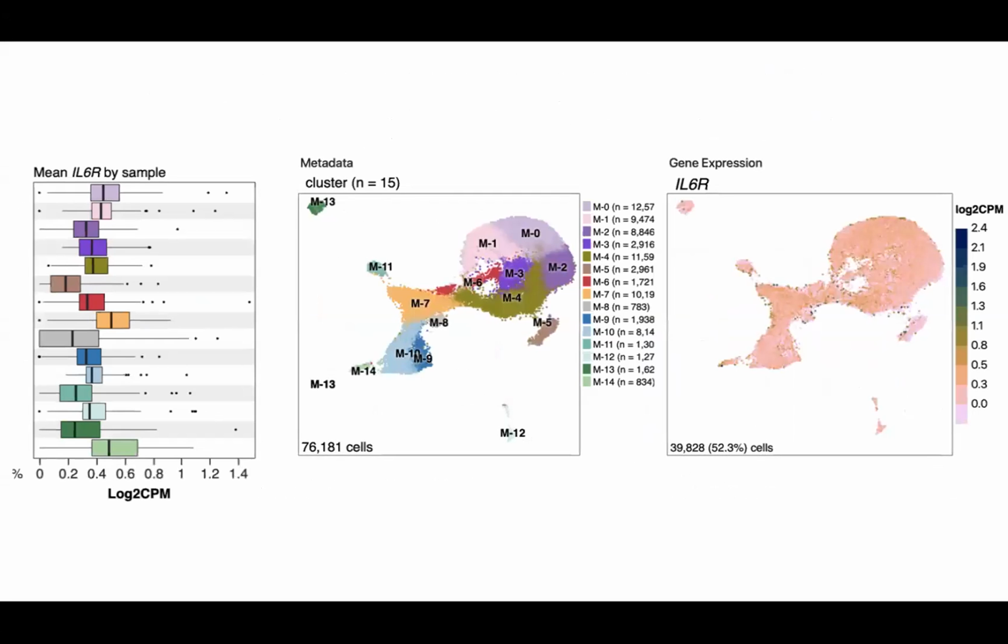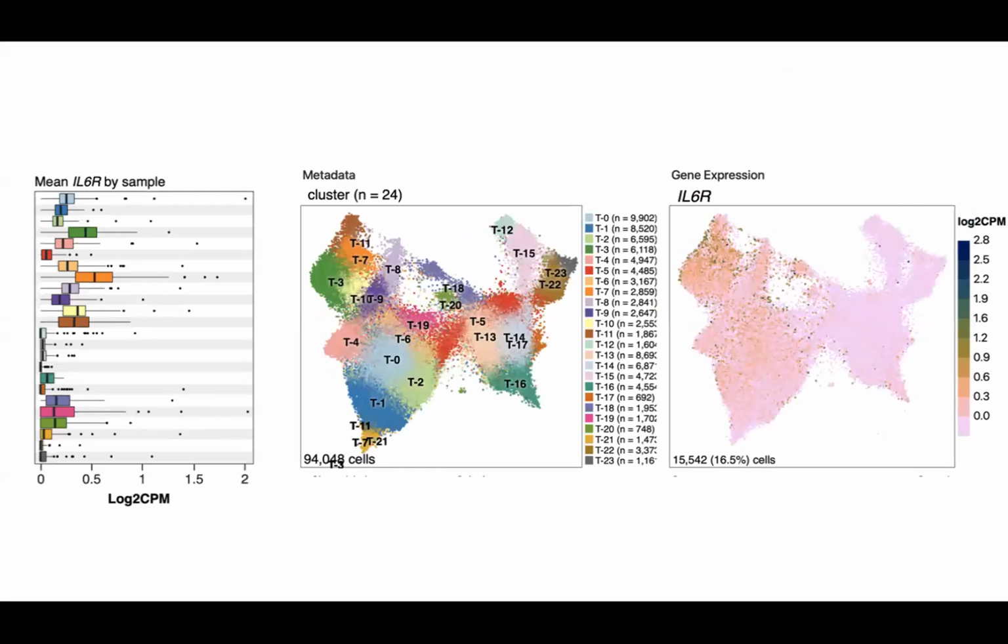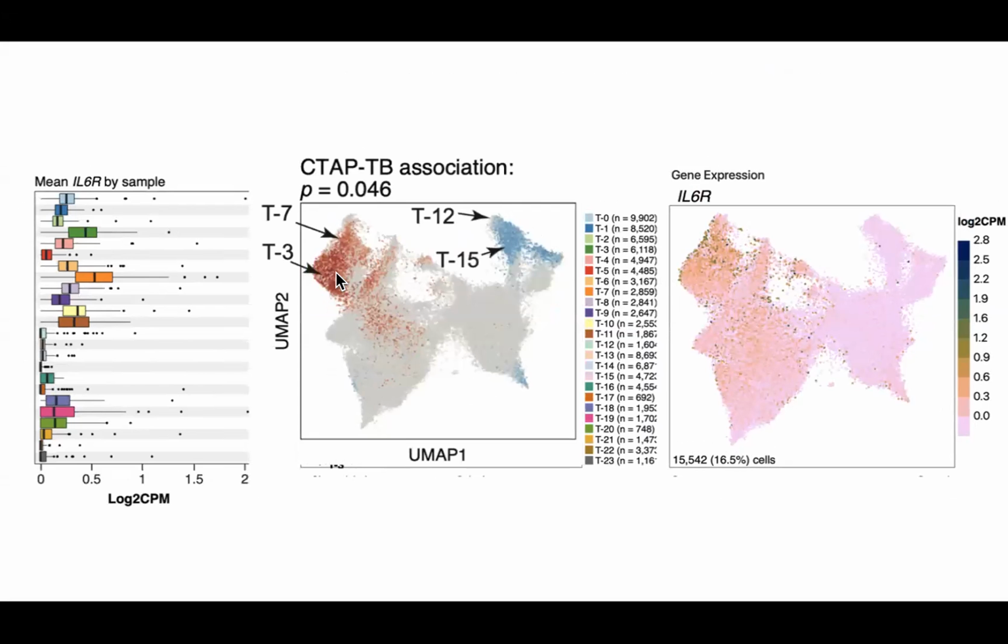Let's look at monocytes. You see that IL-6 receptor is kind of expressed everywhere. Now this is a little more interesting. IL-6 receptor in T cells, you can again see there's high expression on the left side in CD4 T cells and the highest expression in TPH cells. Again, those are the populations expanded in a subset of individuals with RA.